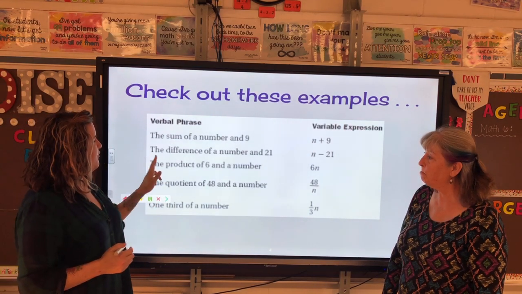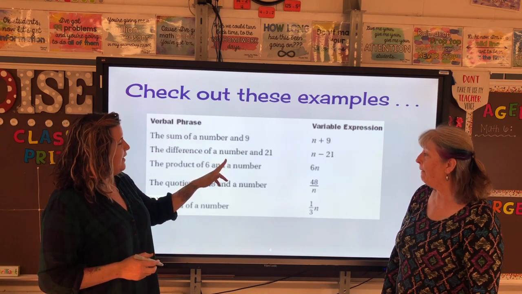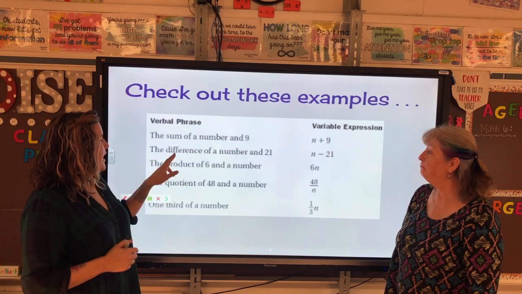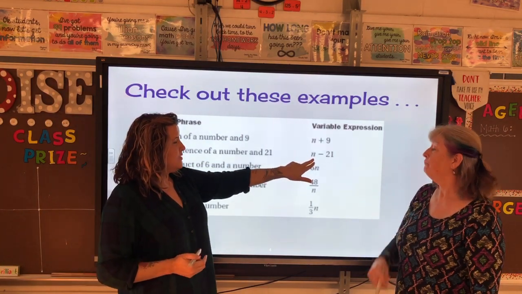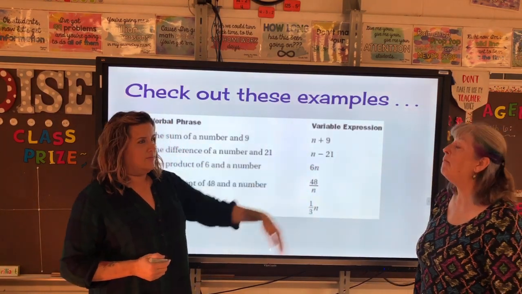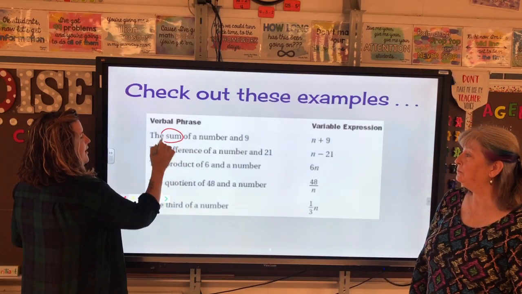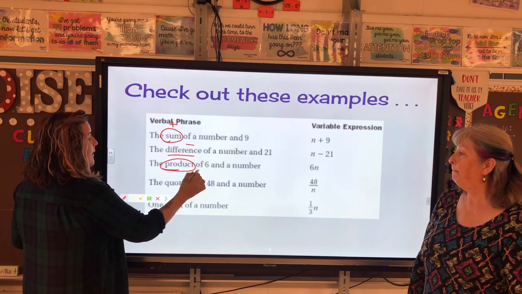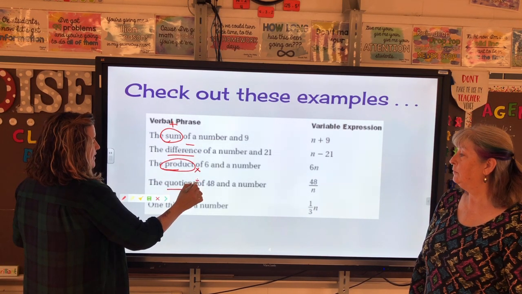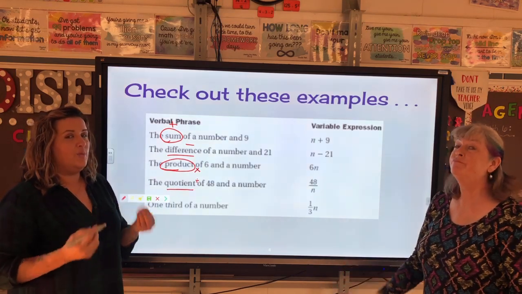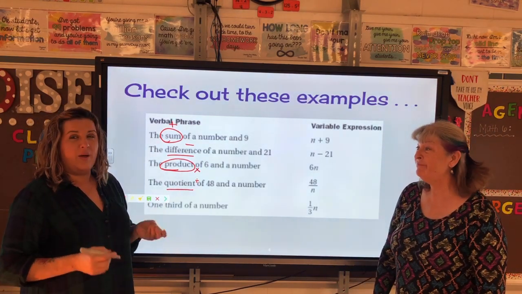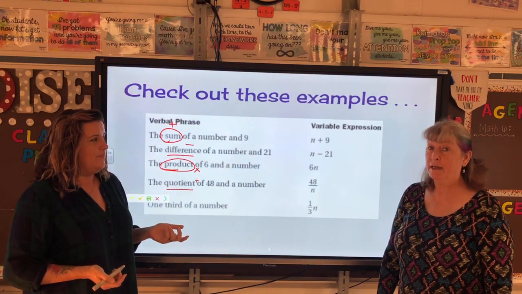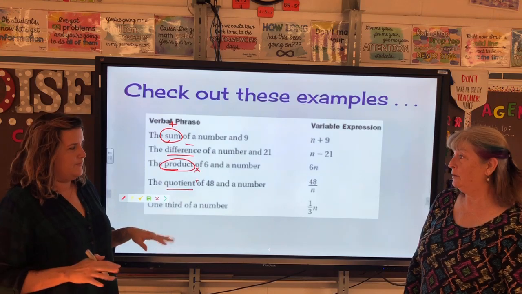Here's a verbal phrase: the difference of a number and 21. If I wanted to write that as an expression, a number can be any variable. For this one, it's n minus 21, right? The difference, so sum means add, difference means subtract, product means multiply, quotient means divide. We have to know those key words that let us know what operation we're using. And if it says a number, then you're just picking a variable, unless it says what variable to use. Because sometimes it will.